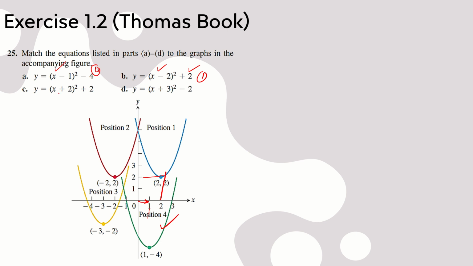Then 2 units to the left, 2 units up. So this one, 2 units left and 2 units up. So that is position number 3, and this will become obviously position number 4.